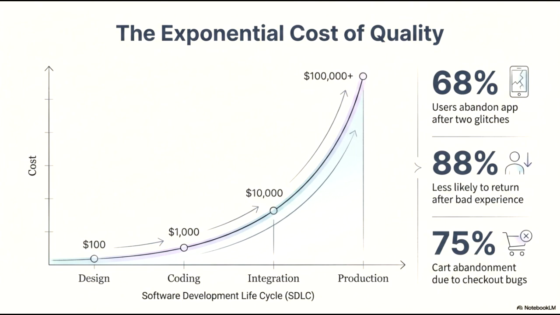68% of users will abandon an app after experiencing just 2 glitches, and 88% are less likely to return at all after a poor experience. Perhaps most critically for business revenue, 75% of cart abandonment is attributed directly to checkout bugs. These statistics underscore that quality is not just a technical metric, but a fundamental pillar of user retention and business profitability. Addressing quality early is not just efficient, it is essential for success in a competitive market.